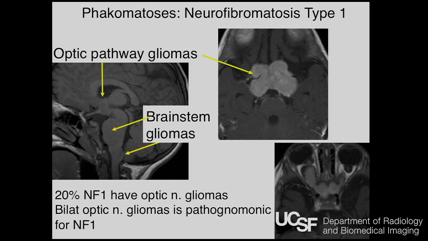Now, these children can also get gliomas in other locations, and brainstem is probably the next most common location. In this child, there's an enlargement of the pons. There's a pontine glioma, as well as of the medulla. Now, NF1 kids are a little bit different from other children in that other children, when we have a brainstem glioma, it's usually the pontine glioma, the diffuse infiltrating pontine glioma. In NF1 children, it's more likely to be in the medulla or in the midbrain.